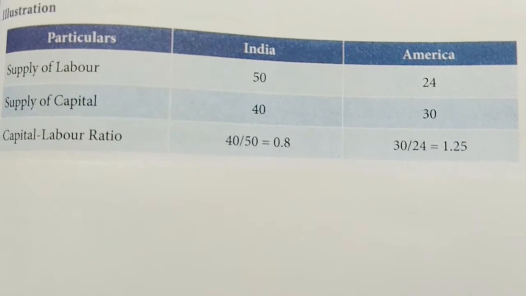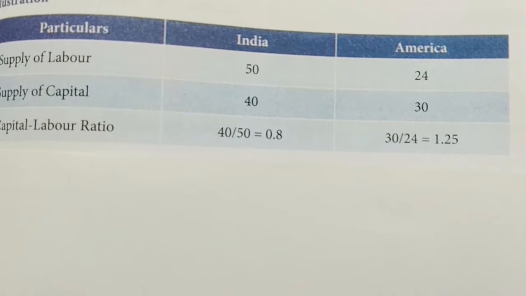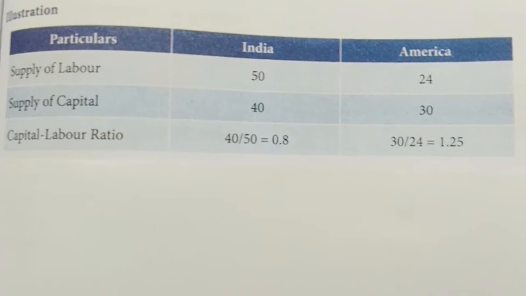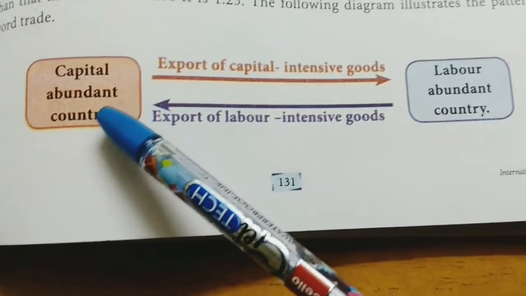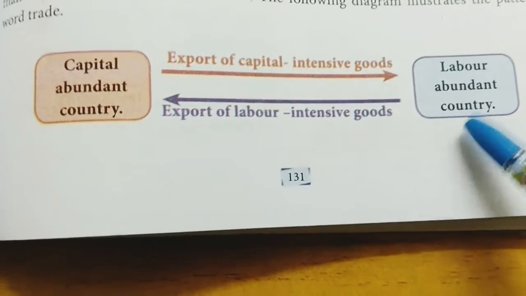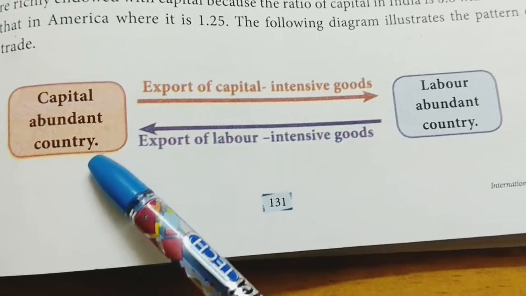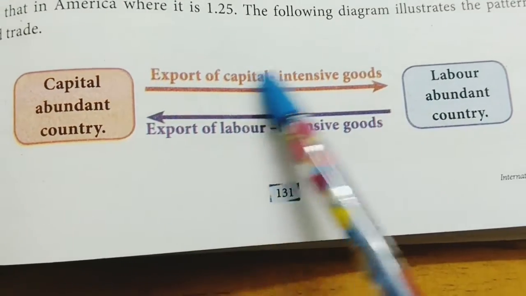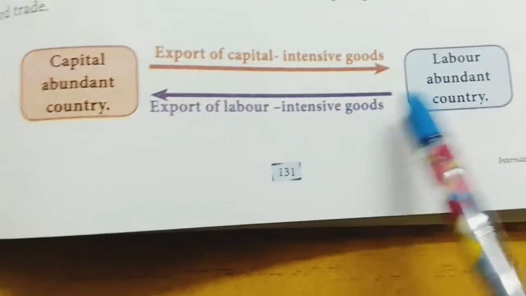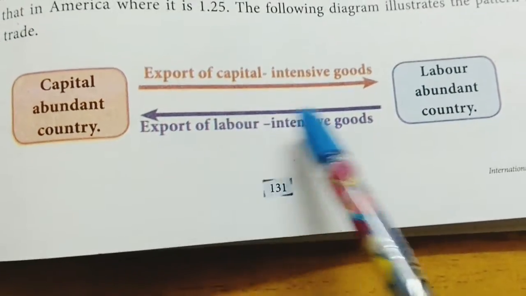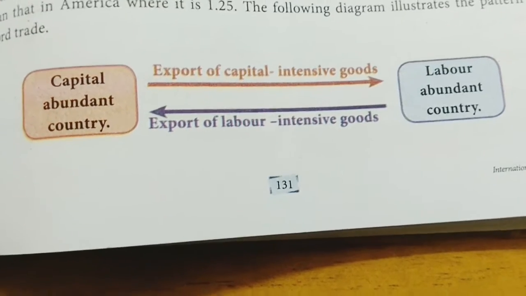The following diagram illustrates the pattern of world trade. Look here, the capital abundant country and the labor abundant country. The capital abundant country exports the capital intensive goods to the labor abundant country. The labor abundant country wants to export the labor intensive goods to the capital abundant country.